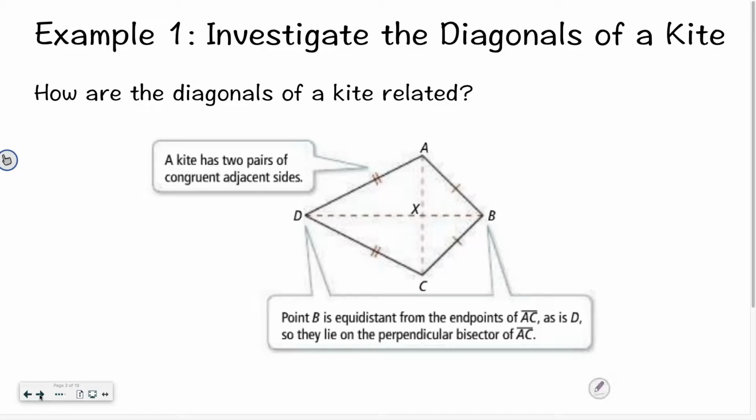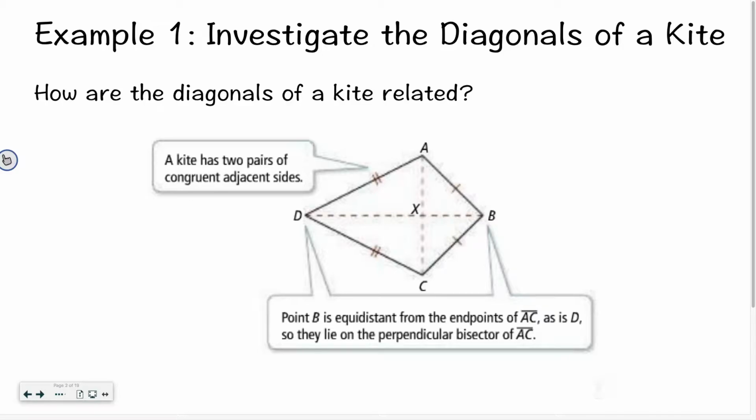So remember, diagonals go from one side of a figure to the other. See how A and C aren't right next to each other on the shape? I would either have to go through D to get to C, or I would have to go through B to get to C. That means that it is a diagonal.